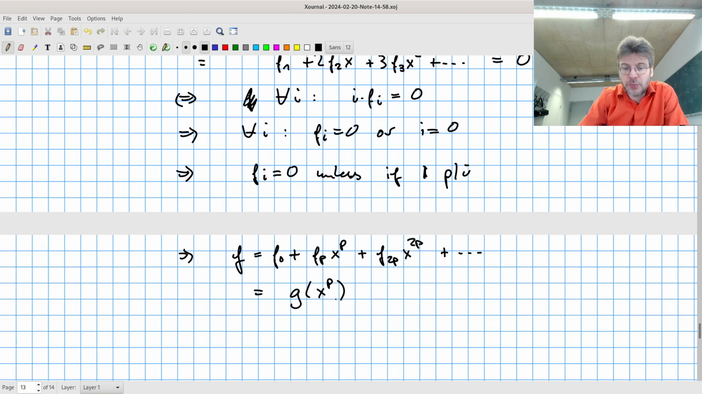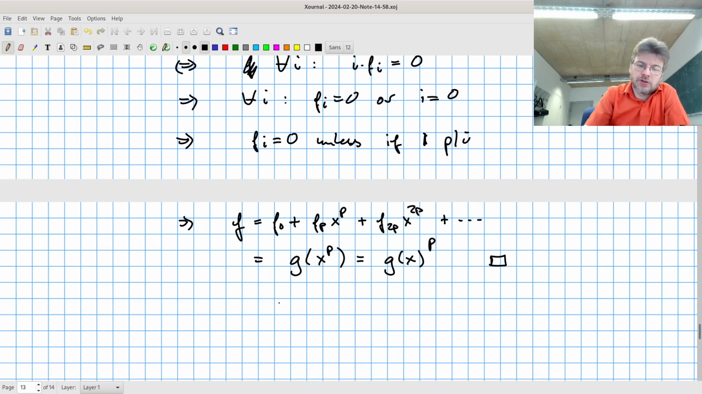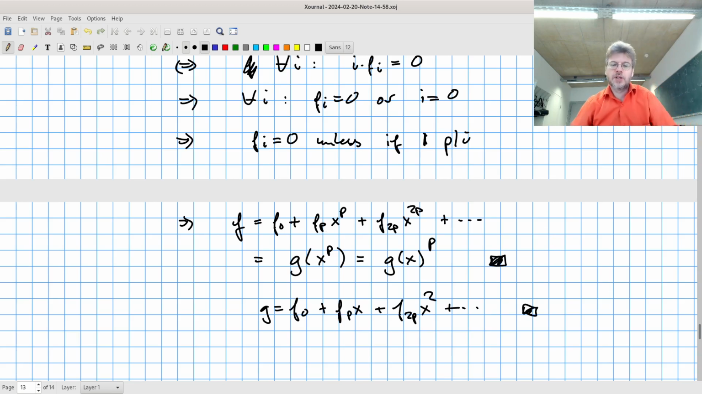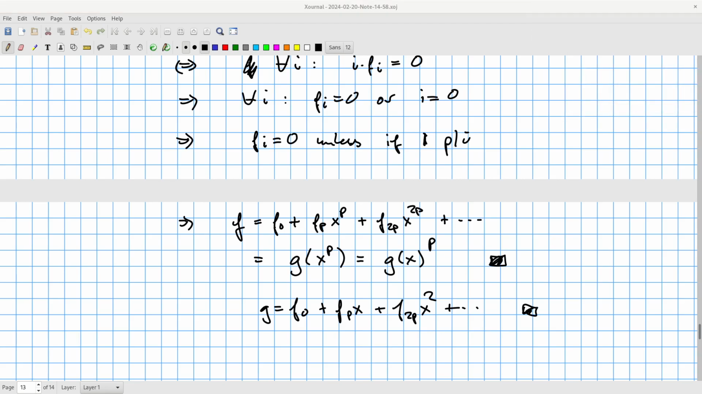But in characteristic p, you can pull out this exponentiation, and that's the answer. So you can write down the g. The g is the same as here, but with lower exponents: fp x plus f2p x squared plus and so on. So this is the argument.